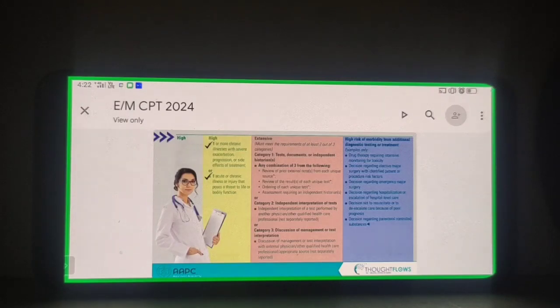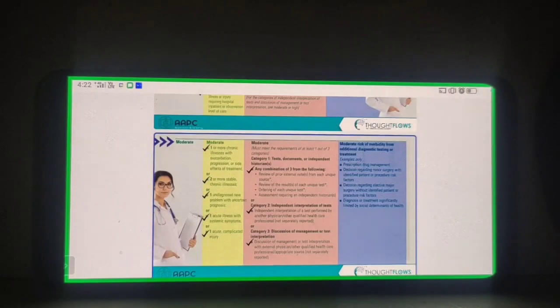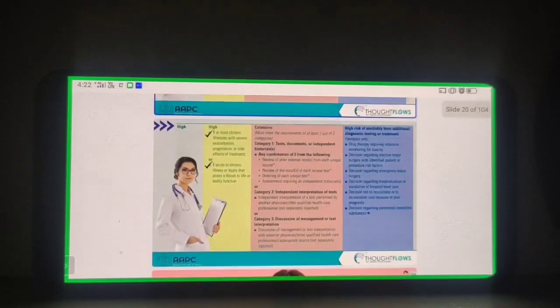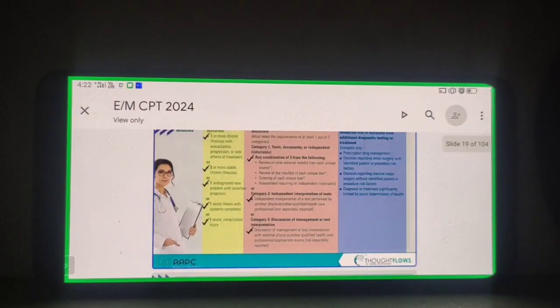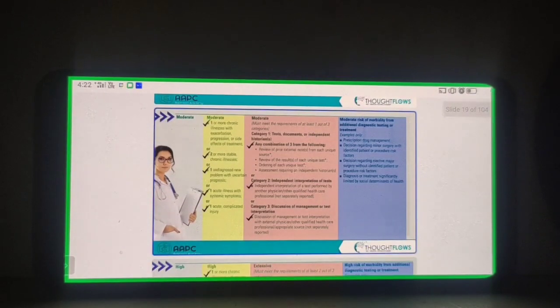Parenteral controlled substance. Here, two columns are satisfied in moderate. One column is satisfied in high. So, as per our coding guidelines, how many columns should be satisfied? Two, ma'am. Two columns are directly satisfied in moderate. So, the level also goes for moderate.